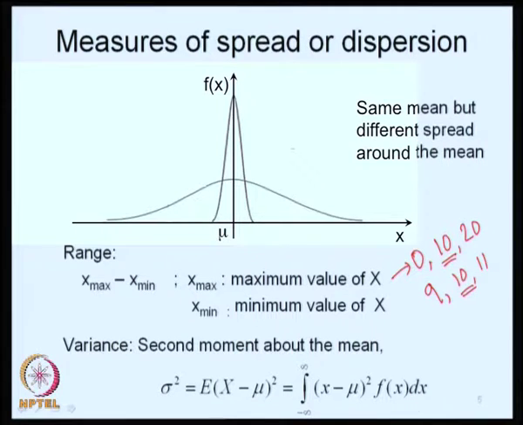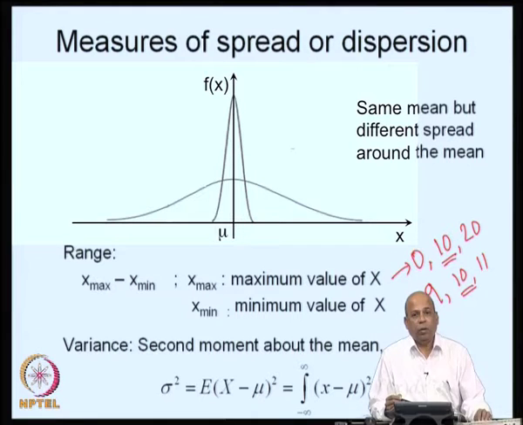So, as you can expect here, for example, the spread of this distribution is much higher compared to the spread of this distribution. So, the variance that you get from this distribution will be higher than the variance from this distribution. So, the variance actually indicates how the values are spread around the mean. The higher the variance, the higher is the spread.